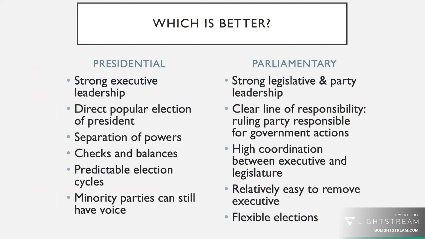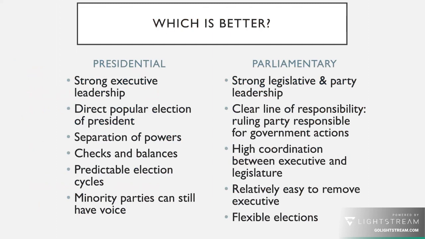So the presidential system really emphasizes strong executive leadership, partially because the president can claim the direct popular approval election of the people. Separation of powers and checks and balances are both strong. You have predictable election cycles. And at least in some cases, minority parties can still have a voice. Why? Because even if the minority party doesn't win the presidency, they can still have a role in Congress, the legislative system.